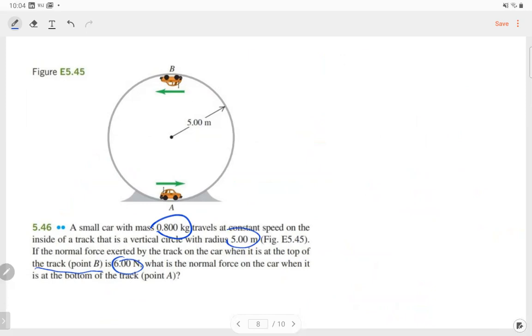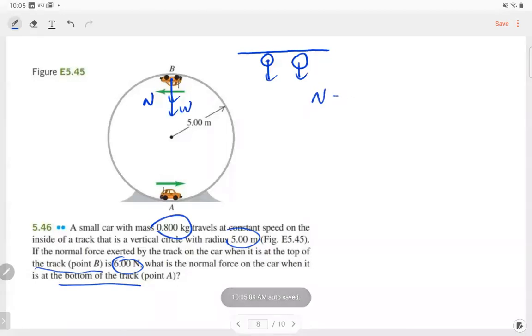Then let's figure out the normal force when it goes down. The normal force here should go down because the track is on the top and the tire is on the bottom. And because the tire compresses the track, the track will give a reaction force. The reaction force goes down. So the normal force goes down, and the weight also goes down. So we have normal force and weight.